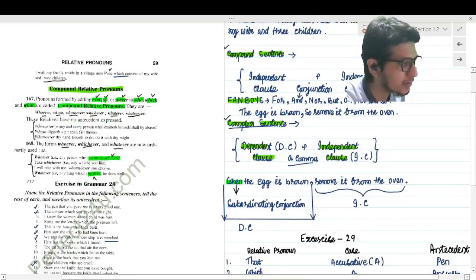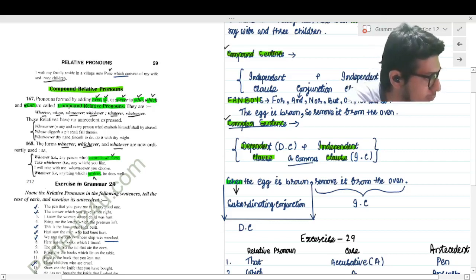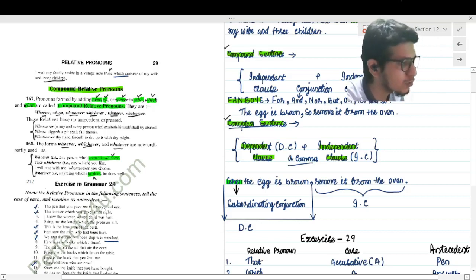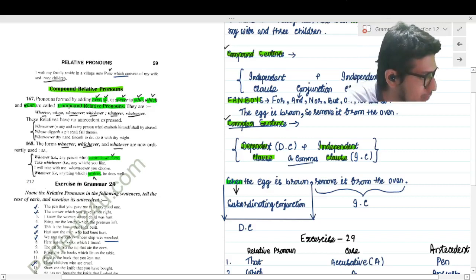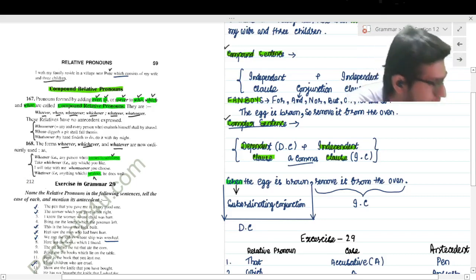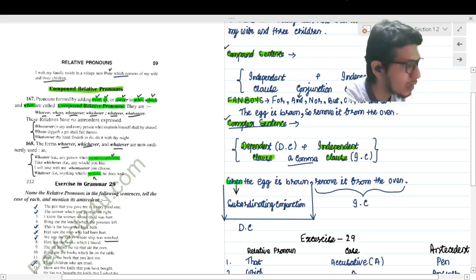Pronouns formed by adding ever, so, soever to who, which, what are called compound relative pronouns. They are whoever, whoso, whosoever, whichever, whatever, whatsoever. These relatives have no antecedent expressed. The forms whoever, whichever, whatever are now ordinarily used. Whoever, that is any person who comes in, is welcome. Take whichever, that is any which you like. Whatever, anything which he does well. Okay. All the examples are given here.